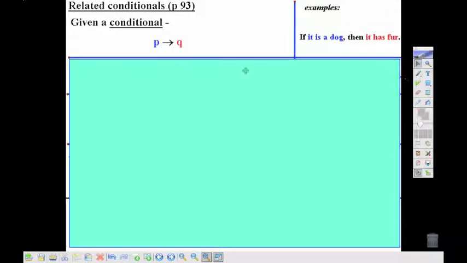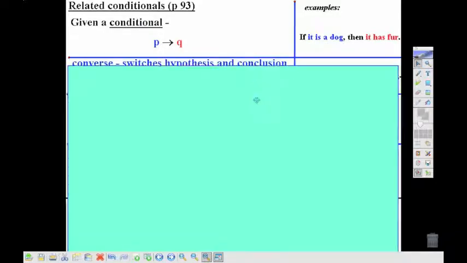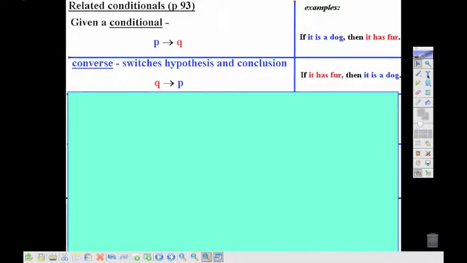Now there are also 4 kinds of conditionals that are related to the if-then. The basic one is called a conditional, if something, then something. So in this case we're looking at if it's a dog, then it has fur. Now there's something called a converse. With the converse we're going to switch the order. Basically I'm switching P with Q, saying if it has fur, then it is a dog.